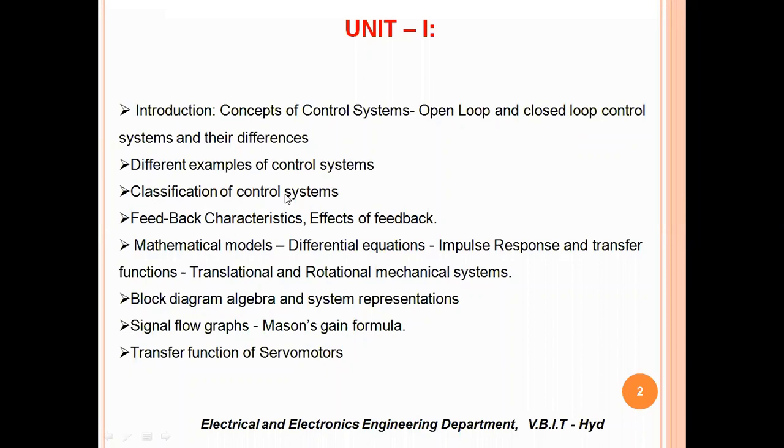After that, we will see the classifications of control systems, how the control systems are classified in different ways. And next, what is a feedback element, what is the characteristic of a feedback element, and what will be the effect of that feedback element. That also we will see. So this is our first part of control systems, first unit.